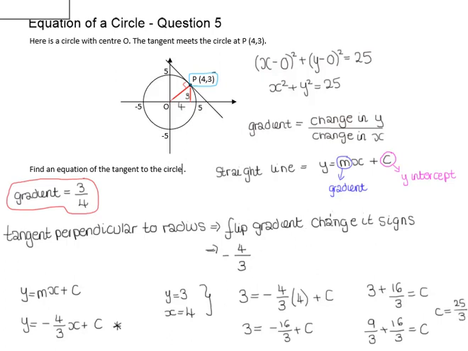We're literally at the stage now where we can write our equation for our tangent. And this is just by substituting our value of c into this equation down here. So we'll have y equals minus 4 over 3 x plus 25 over 3. Okay, and this is my final answer. This is my equation of my tangent.